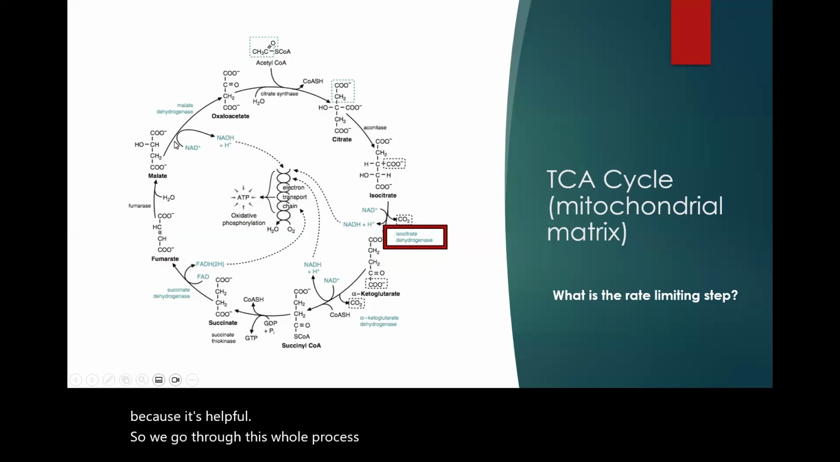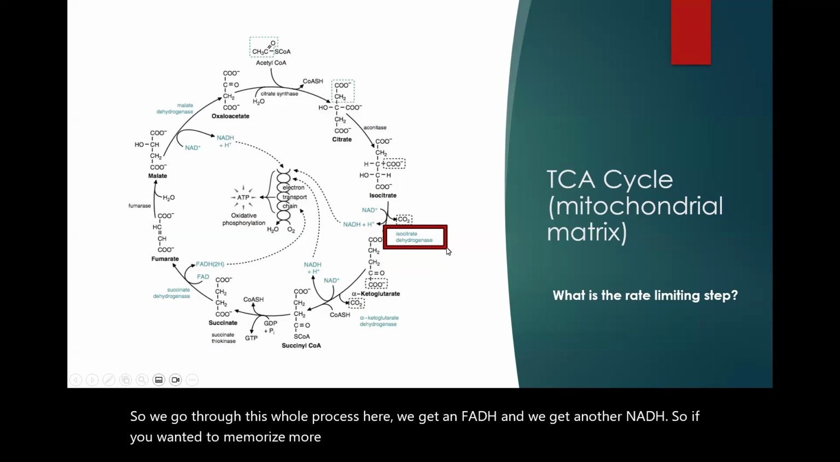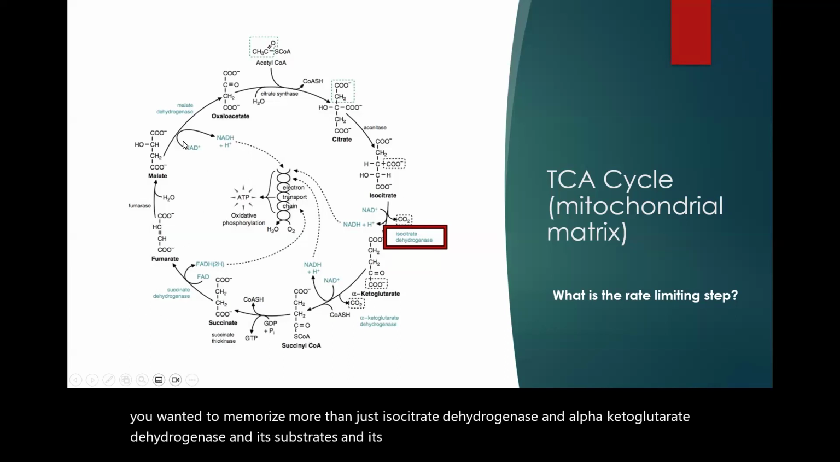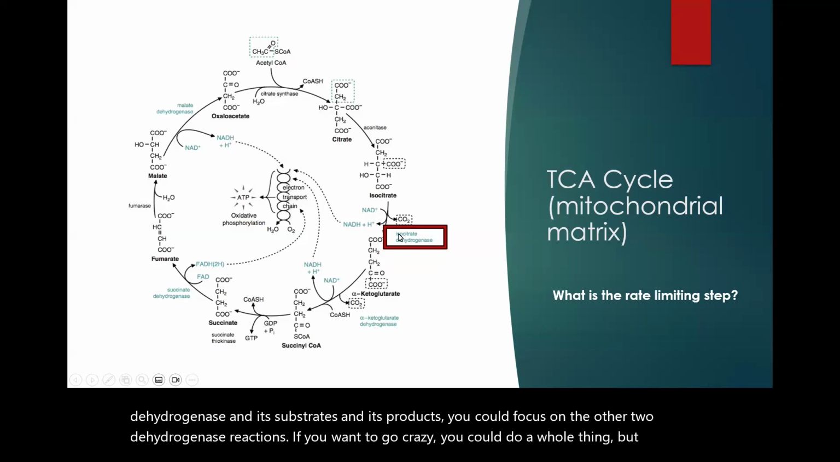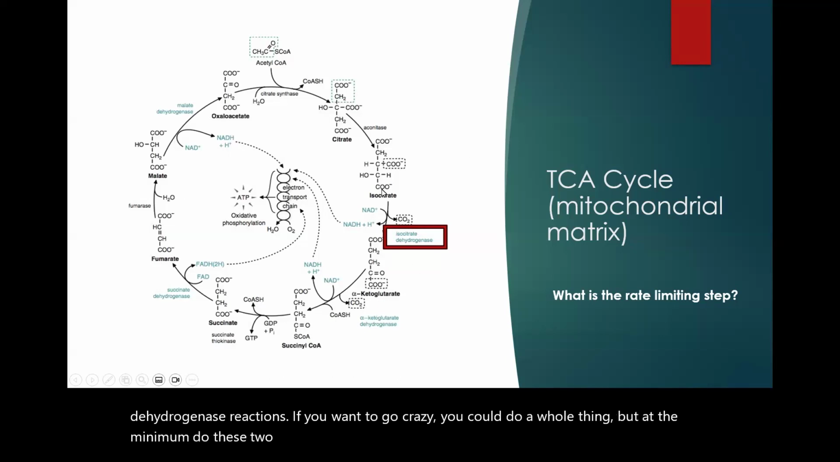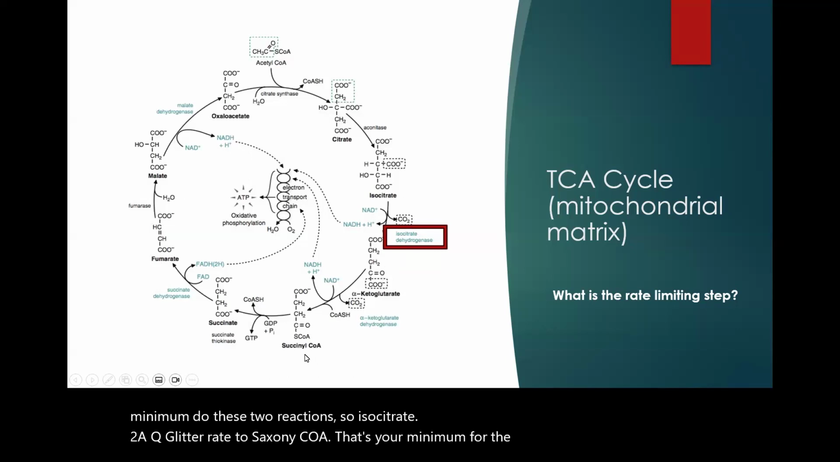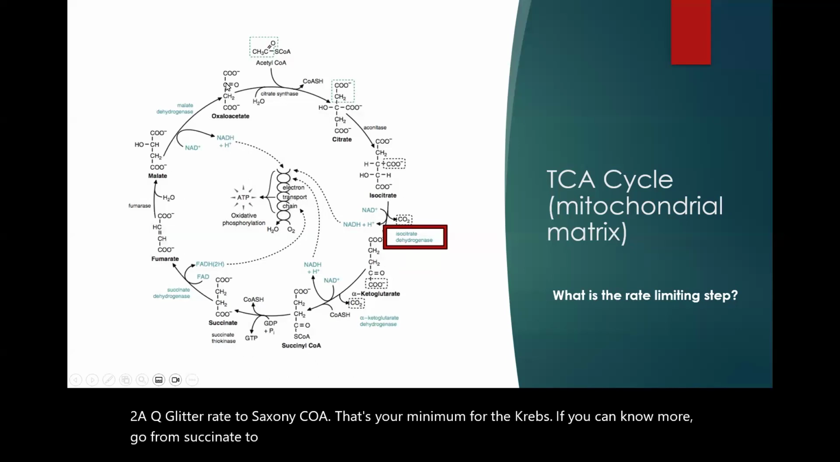We get an FADH and we get another NADH. So if you wanted to memorize more than just isocitrate dehydrogenase and alpha-ketoglutarate dehydrogenase and its substrates and its products, you could focus on the other two dehydrogenase reactions. If you wanted to go crazy, you could do the whole thing, but at the minimum, do these two reactions. So isocitrate to alpha-ketoglutarate to succinyl-CoA. That's your minimum for the Krebs. If you can know more, go from succinate to fumarate and then malate to oxaloacetate.